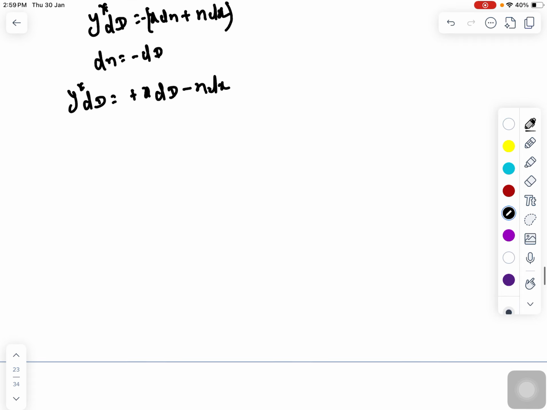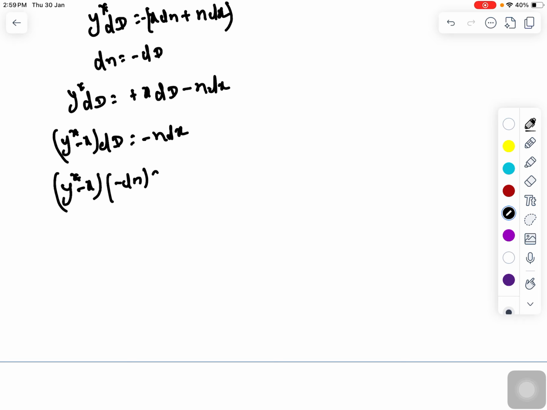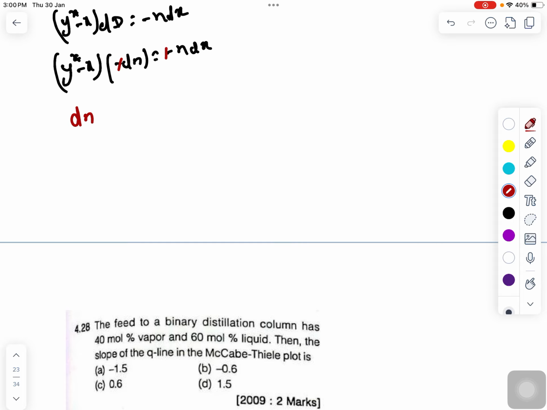Is that clear? So let's take dD on one side. I can write (y* - x) dD = -n dx. Again, dD can be written as -dn. So I can write (y* - x)(-dn) = -n dx. Minus and minus will get cancelled out here, and again you can say that dn divided by n equals dx divided by (y* - x).